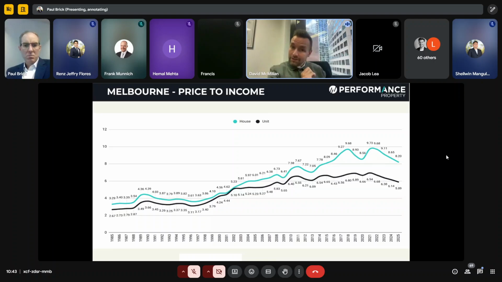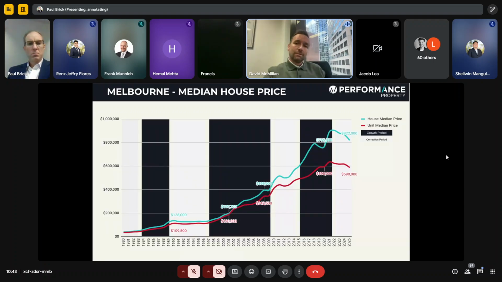The price to income on units are looking pretty good. They haven't changed since 2010. So whilst affordability is a challenge, price to incomes are starting to look good. Next slide, please, Paul. We can see, and this is probably one of the most important signs for Melbourne.